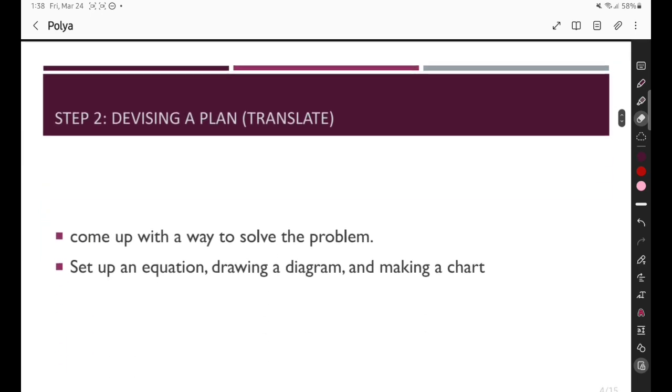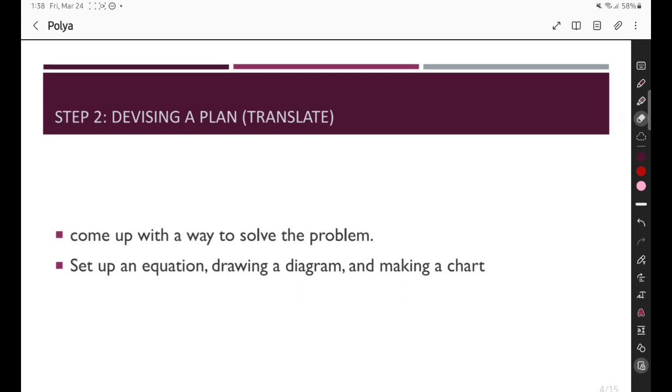After that, devising a plan. This is the step where you translate. You're going to come up with a way to solve the problem. Basically, you're going to set up an equation. You can draw a diagram or you can make a chart.